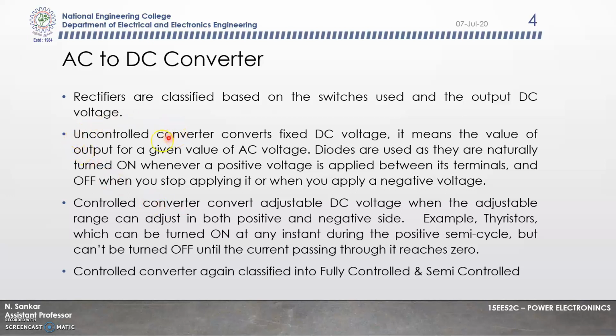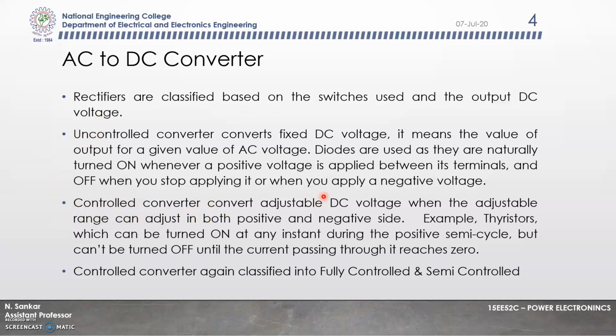This cannot be done in uncontrolled rectifiers. In a normal diode bridge rectifier you cannot change the output by changing anything in the diodes or anything on the load side. If you want to change the output DC voltage, you have to change the input AC voltage. There is no other means to change the output in an uncontrolled converter, but in a controlled converter we can change the output DC voltage.